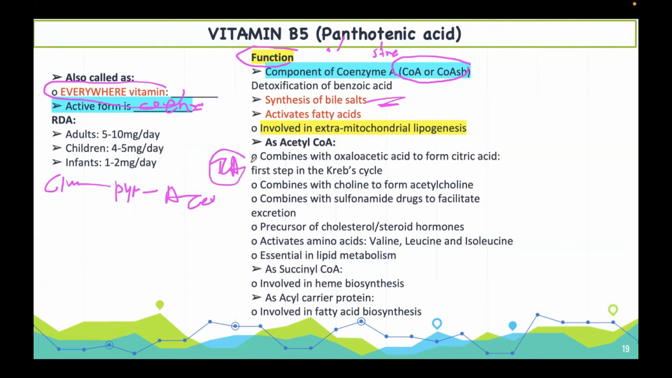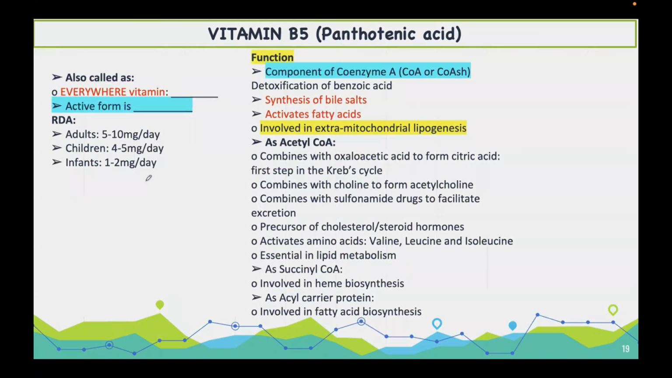Okay, again, a helper molecule again is our vitamin B5. They can serve as a cofactor or coenzyme. For fatty acids, when we convert fatty acid to CoA, to acetyl-CoA, our vitamin B5 is involved there. As acetyl-CoA, it combines with oxaloacetic acid to form citric acid. It is the first step in the Krebs cycle. Remember? It combines with choline to form acetylcholine. It combines with sulfonamide drugs to facilitate excretion. So this is its main function.